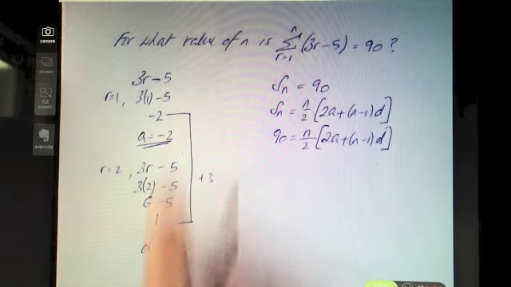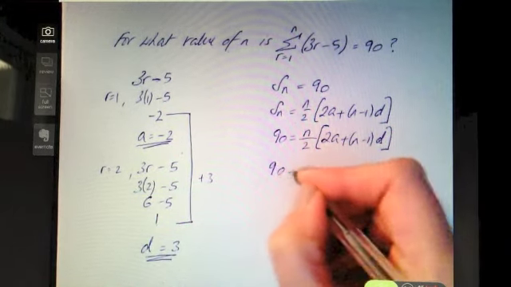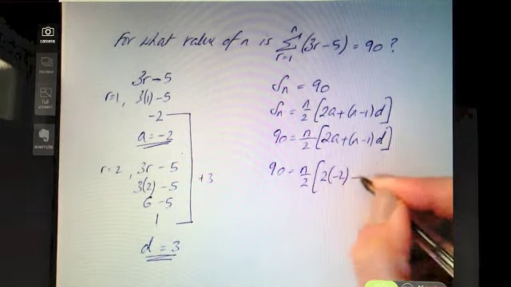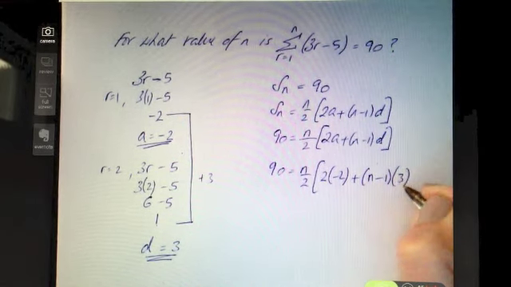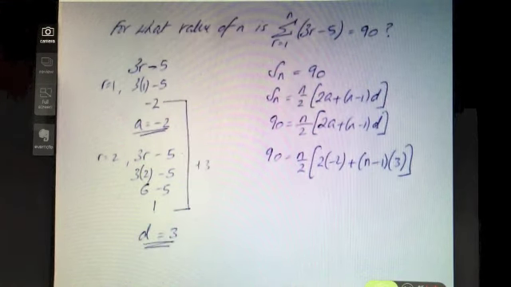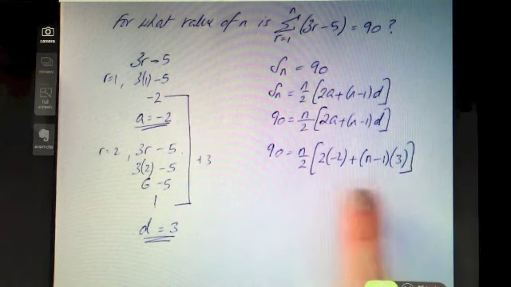So now I have my 2 pieces of information that I can sub into here. So 90 equals n over 2, 2 times A, which is 2 times minus 2, plus n minus 1, and the D I now know is 3. All right, so what I need to do now is simplify this as best I can and then solve this equation for n.